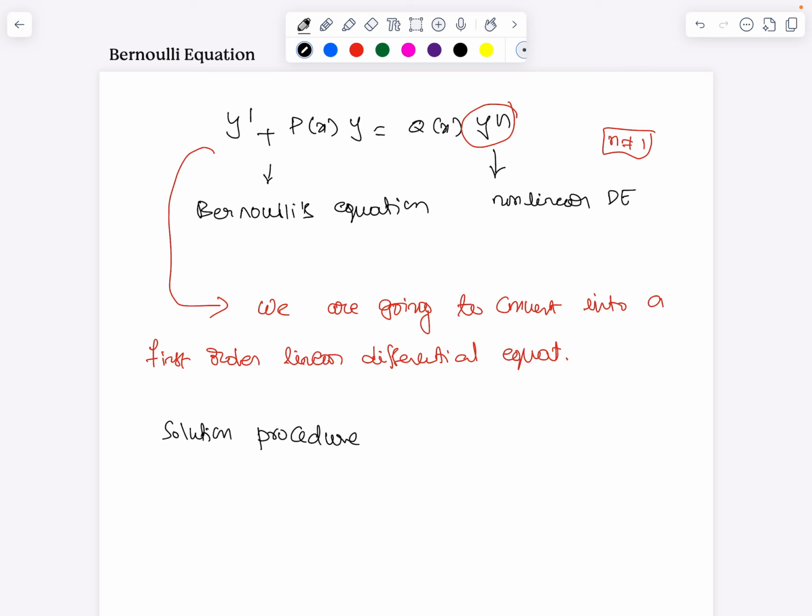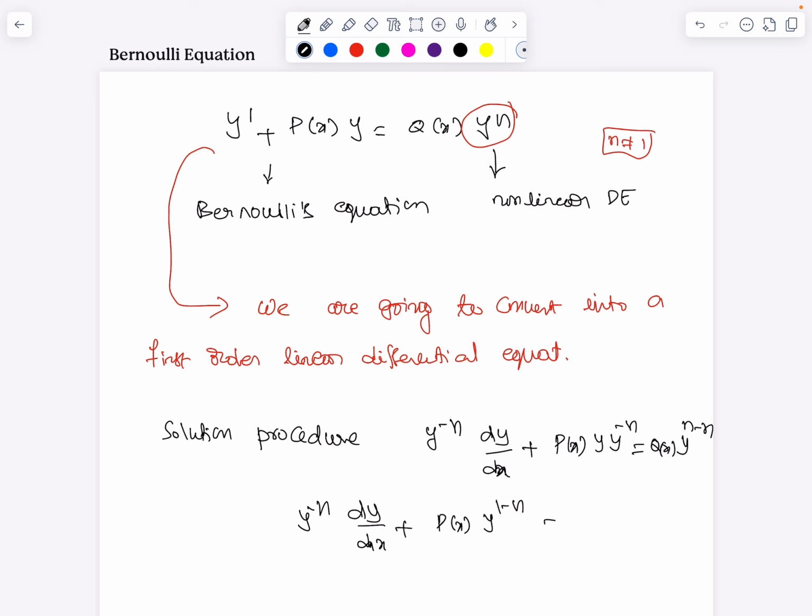If I multiply throughout the equation with y power minus n, then I will have y power minus n dy by dx plus p of x into y power minus n times y, and q of x into y power n minus n. That is, you can rewrite this equation as y power minus n dy by dx plus p of x into y power 1 minus n, which is equal to q of x.